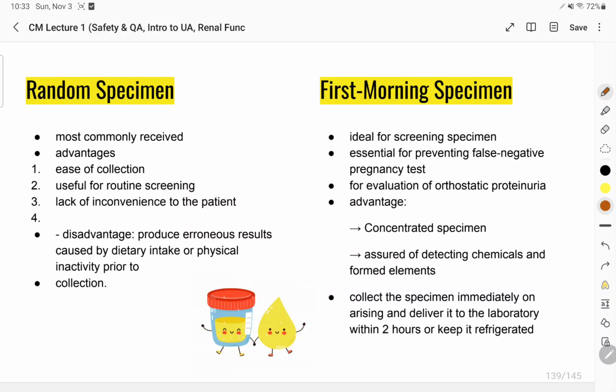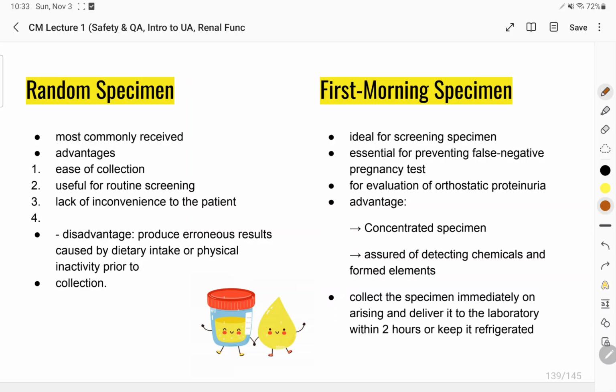Oh, so that's random specimen. So any time of the day. First morning specimen is ideal. Random is the most commonly received in the lab. First morning specimen is the ideal specimen for screening. And it is essential to prevent false negative pregnancy test. Okay? Grabe man ni siya ka concentrated.